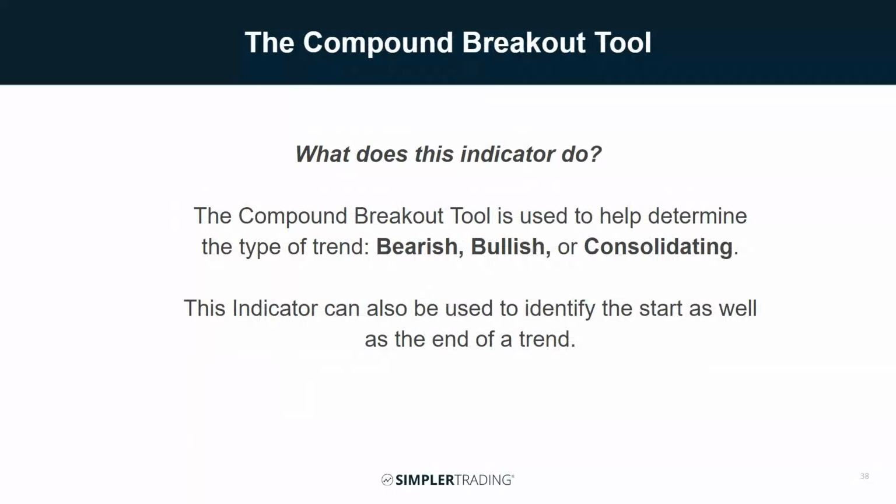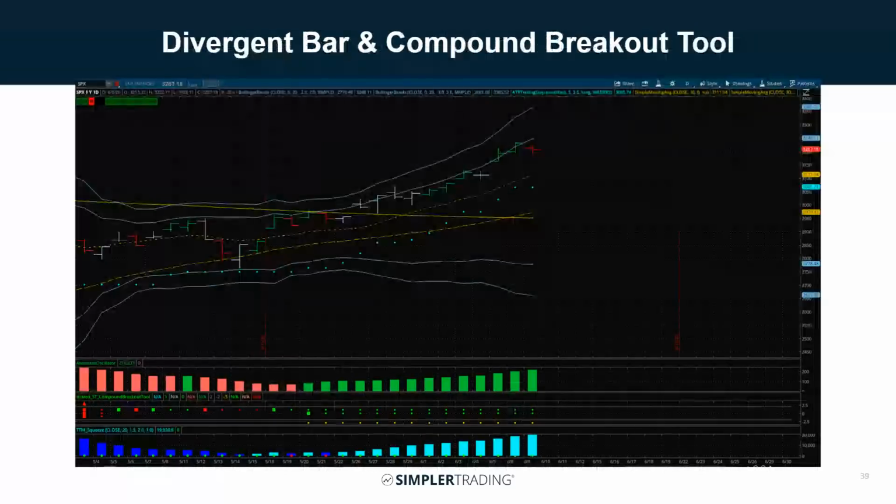What does the compound breakout tool do? Well, it can help determine what kind of trend I'm in, a bearish, bullish, or even a consolidating trend. It also can help identify the start as well as the potential end of that trend. So having those two signals in line with each other really gives me a great clue on when to jump in and potentially out of a trade.